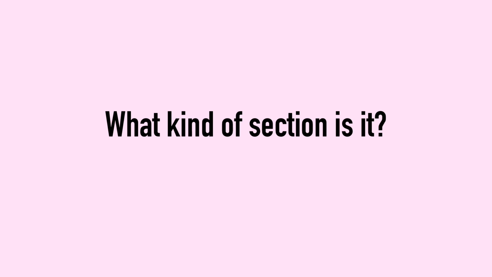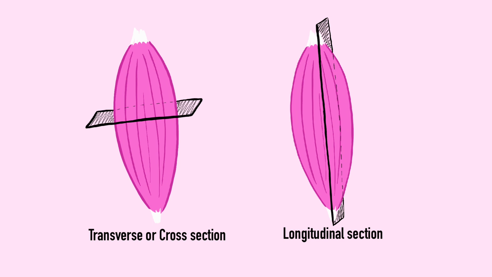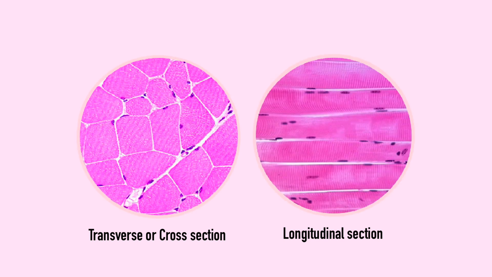The first thing you look at when you have already figured out it's a slide of some kind of muscle is the type of the cut it is. The question you have to ask yourself is it a transverse section or longitudinal section? This is how transverse section and longitudinal section of skeletal muscle would look like on a slide under microscope.